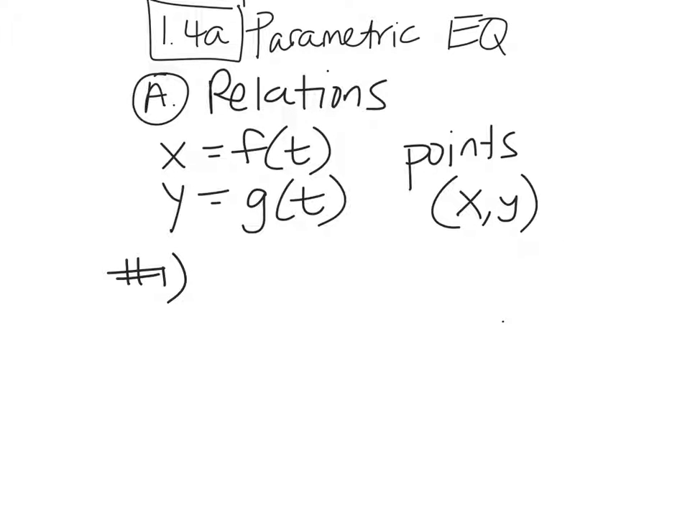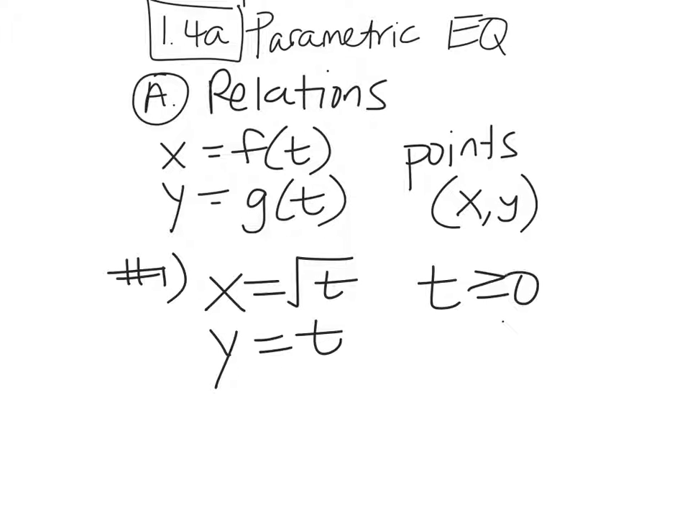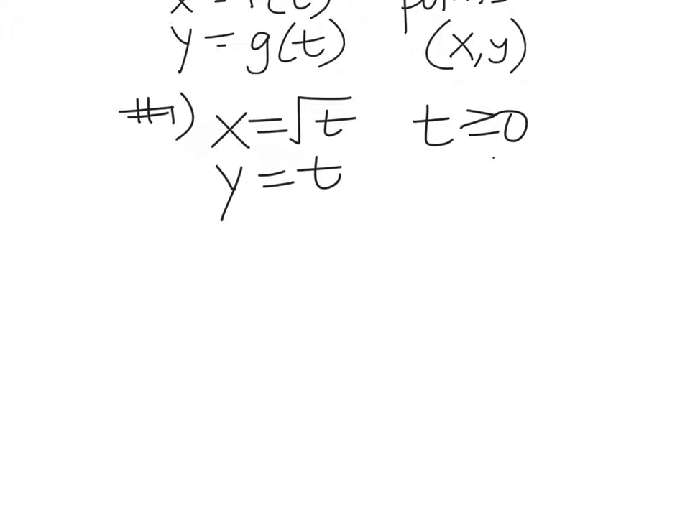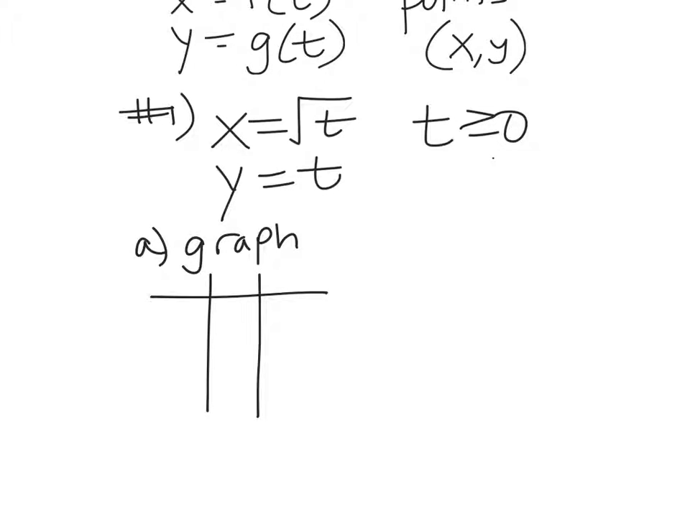Number 1, suppose that we have x is equal to the square root of t, and y is equal to t. And I'm going to restrict t. Sometimes t is restricted. Sometimes it's not. I'm going to say t is greater than or equal to 0. So I'm going to show you how to graph by hand first. Most of the time we're going to do these on our calculator, but if you didn't have your calculator, you needed to graph by hand, this is how you could do it. So we're going to graph. And instead of just a t chart with x and y, you're going to make a bigger one. You're going to have values of t, x, and y.